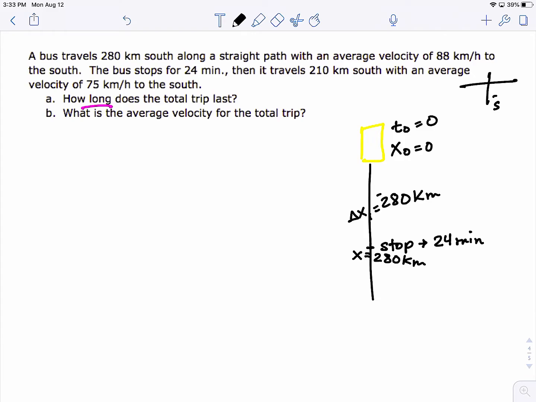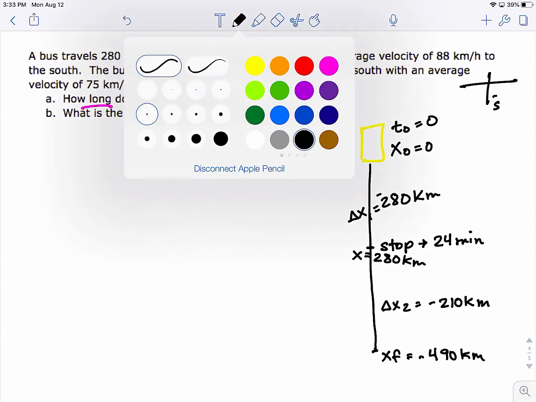And then it's going to continue for a second displacement. And that would be negative 210 kilometers. Again, the negative representing south. And we can say that its final position here is the negative 490 kilometer mark.